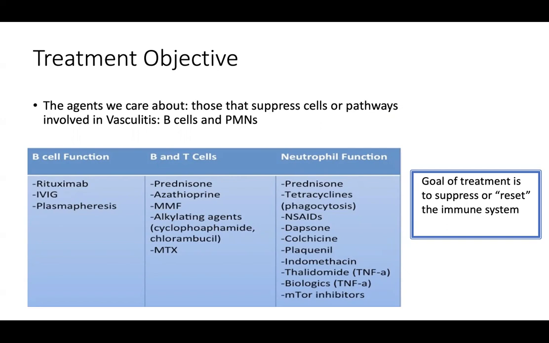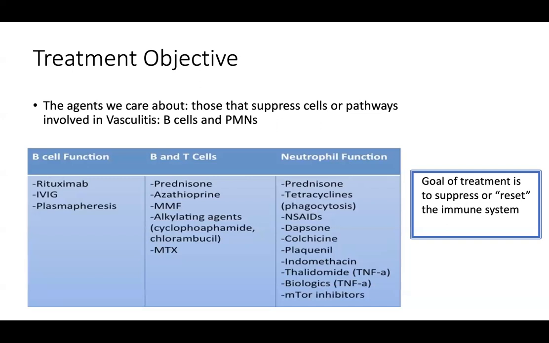B cell and T cell targeting medication. So prednisone just is a very broad actor, as well as azathioprine, CellCept or mycophenolate mofetil, alkylating agents such as cyclophosphamide, chlorambucil, and methotrexate. So these all are a more broad interfering set of agents that impair both B and T cell function. And then on the right side here, we have a list of larger amounts of medicines that directly act on neutrophil function as well, not exclusively, but do impact neutrophil function. So prednisone, again, tetracyclines, and this is kind of why I think doxycycline does very well in treating folliculitis and acne, because you have a lot of neutrophilic inflammation.